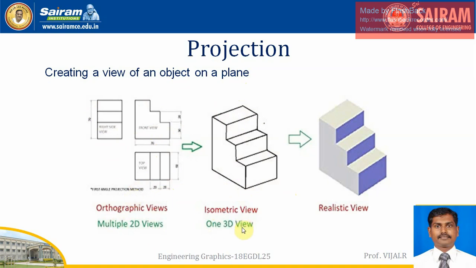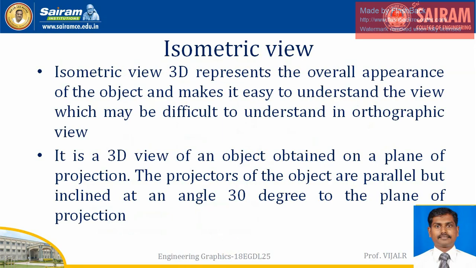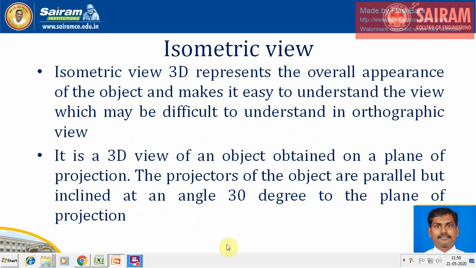In isometric, we are able to view all three dimensions, so we call it the isometric view. It is a three-dimensional view, which is easy to understand when compared to the orthographic view, because in orthographic we can only see one side at a time, and here we can see all the sides at a time, so we can easily understand it.